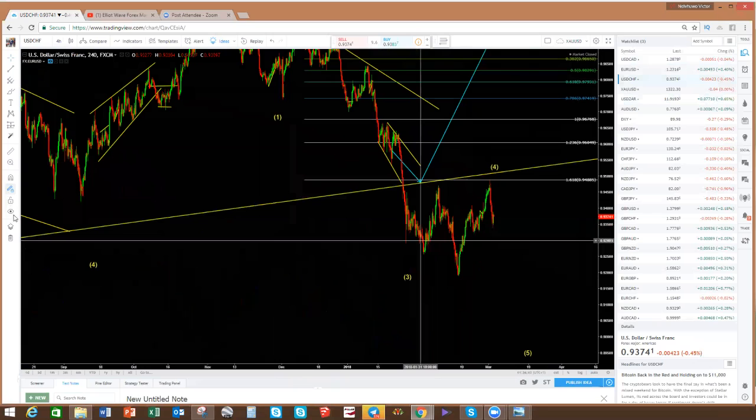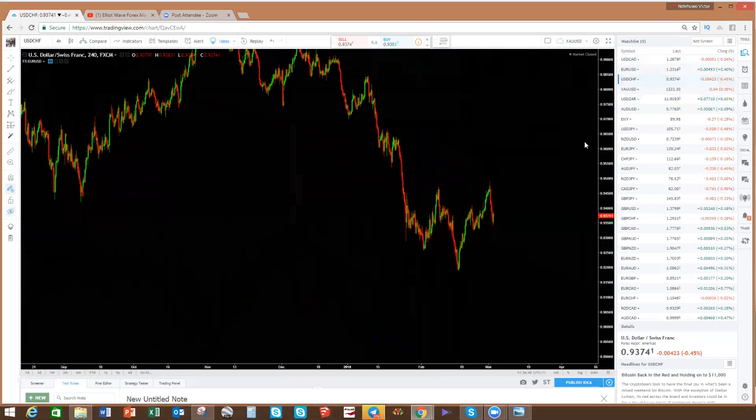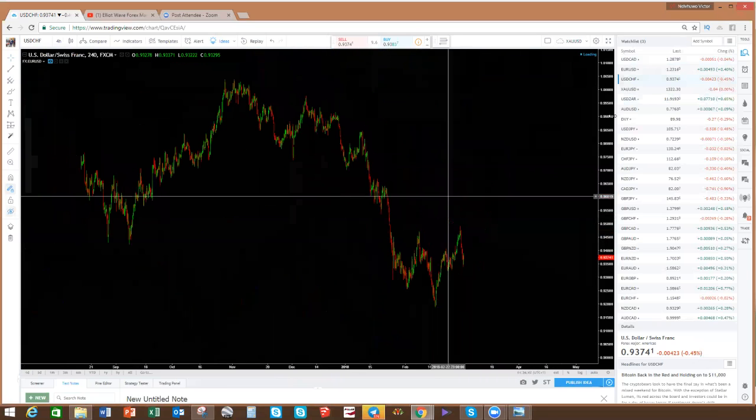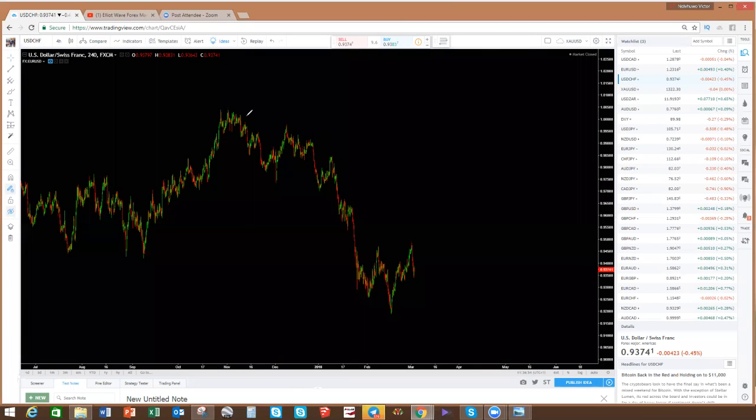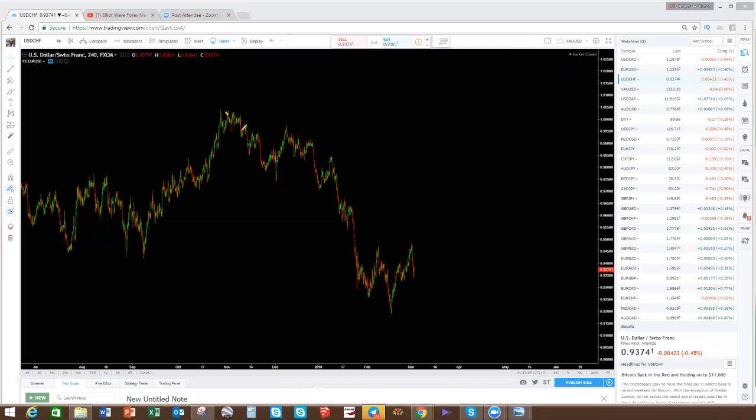So let's clean it up. So you will see on New Zealand, I had a 1, 2, 3, 4, 5 going up. Euro US dollar, I had a 1, 2, 3, 4, 5 going up. US dollar Swiss, I'm expecting a 1, 2, 3. I'm looking at this as a 4. Let me draw it cleanly. I get a little excited when the market moves, right? So this I'm looking at as an expanding flat. As you can see, 1.